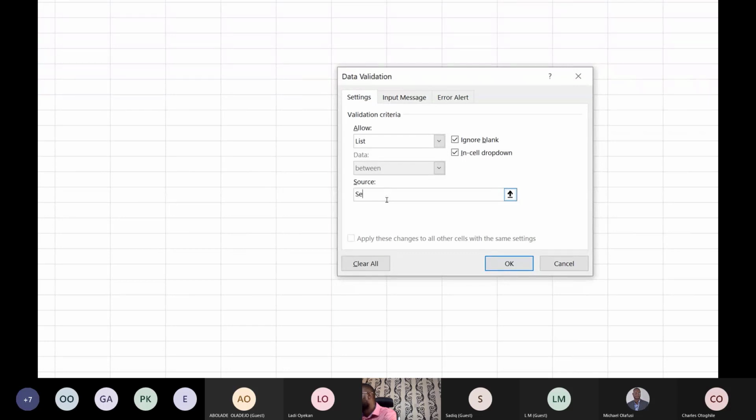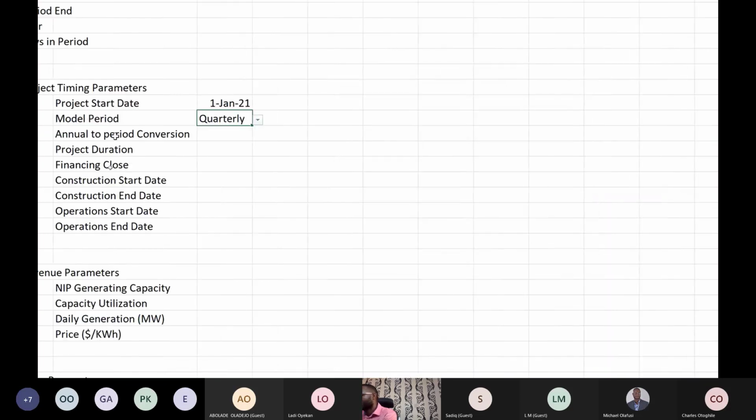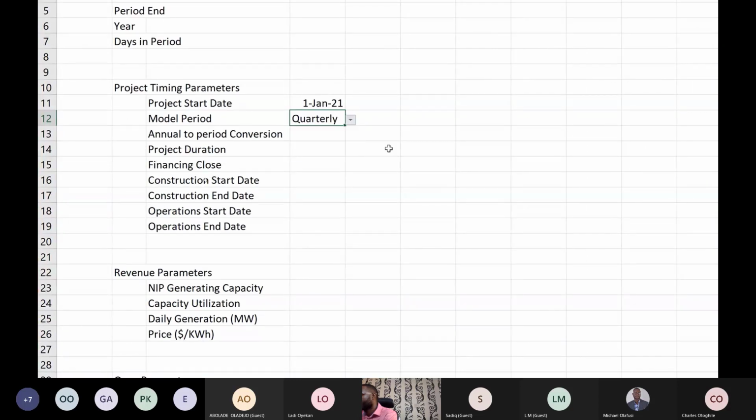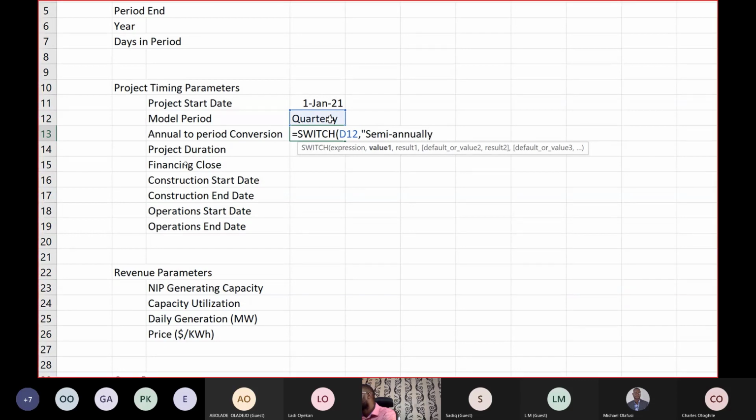and say we want to be able to switch between semi-annually, quarterly, monthly. So I want to give the user that option to pick, and then I can say here a switch that will monitor here. So if this is semi-annually, then that will be 6 months.